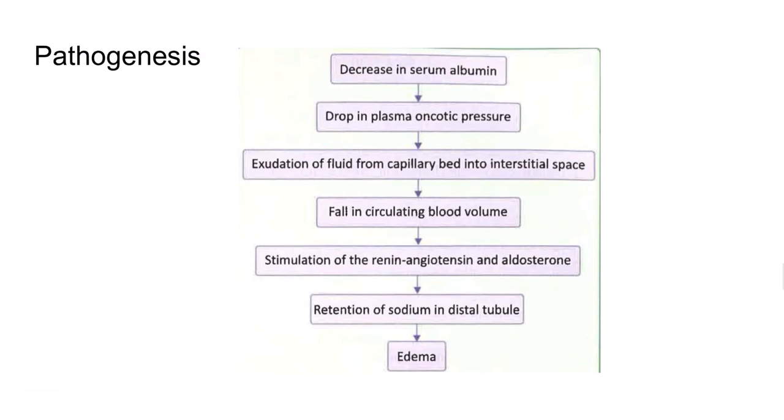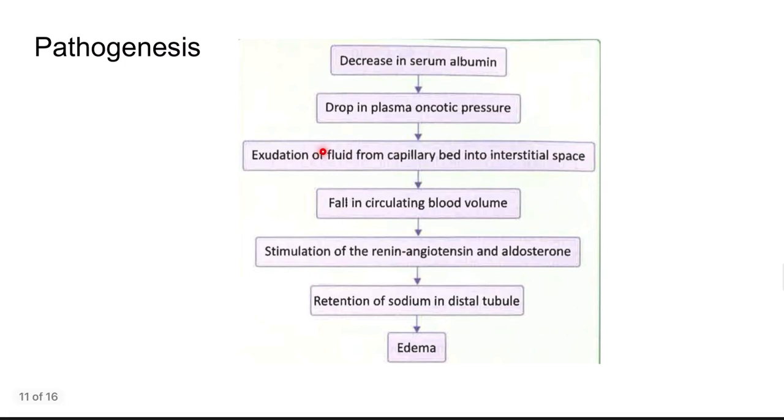Pathogenesis. Now, when there is decrease in serum albumin, the plasma oncotic pressure decreases. So this causes the fluid from capillary bed to move into the interstitial space. So this causes the circulating blood volume to decrease, and this decrease in blood volume stimulates the RAS system, which is the renin-angiotensin and aldosterone system. When the RAS gets activated, there is retention of sodium in distal tubule, and this causes edema.